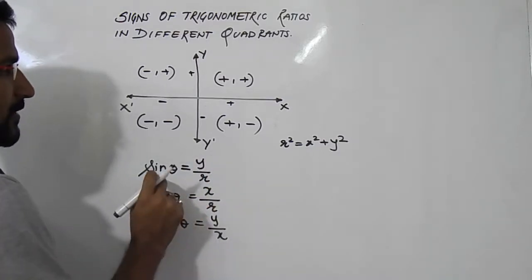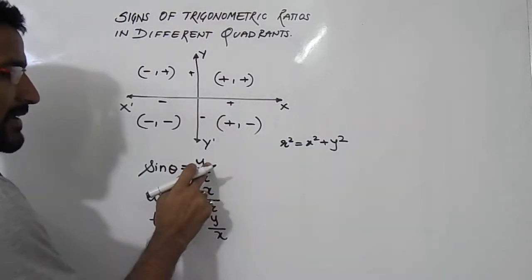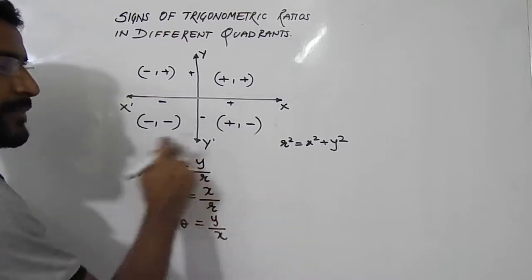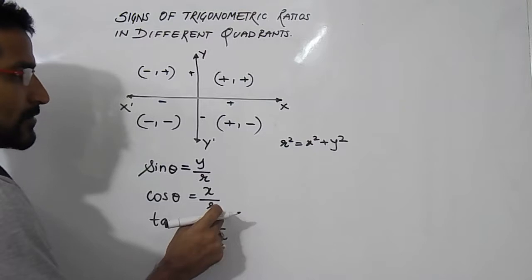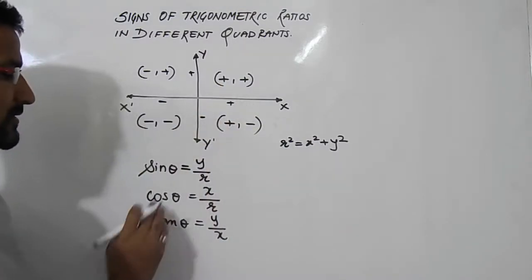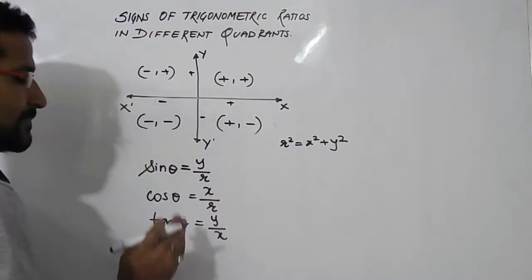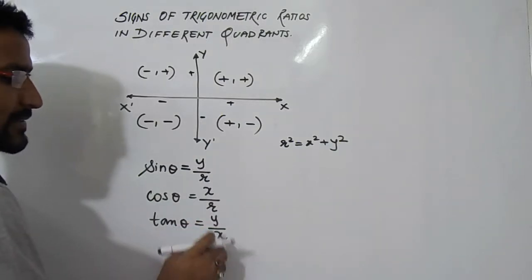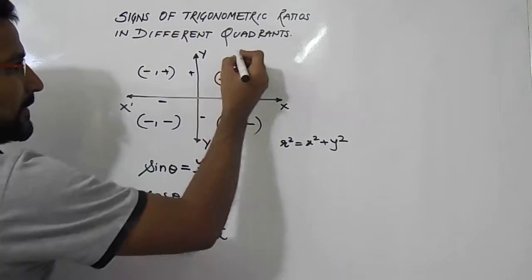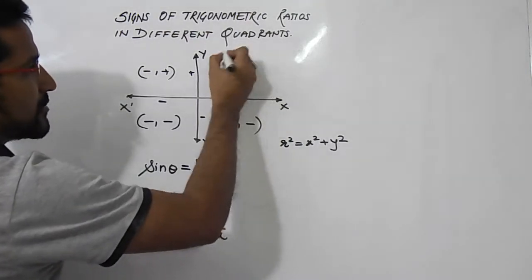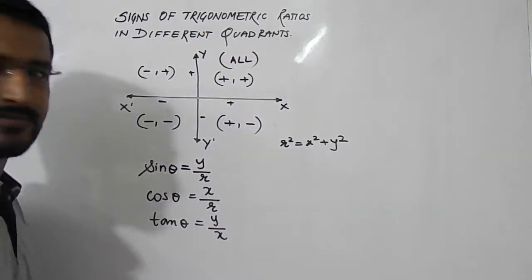Now in the first quadrant, y is positive, so sine will be positive. Cos is x by r, and x is also positive, so the cos function will also be positive. Tan theta is y by x, and y and x are both positive. So in the first quadrant we'll see that all the ratios are positive.